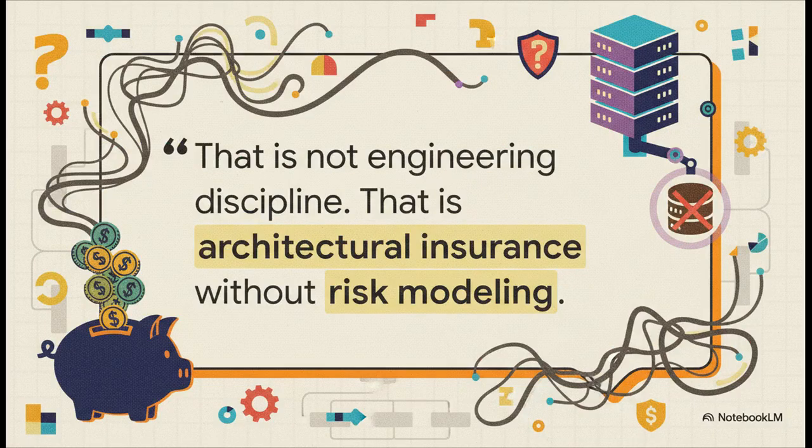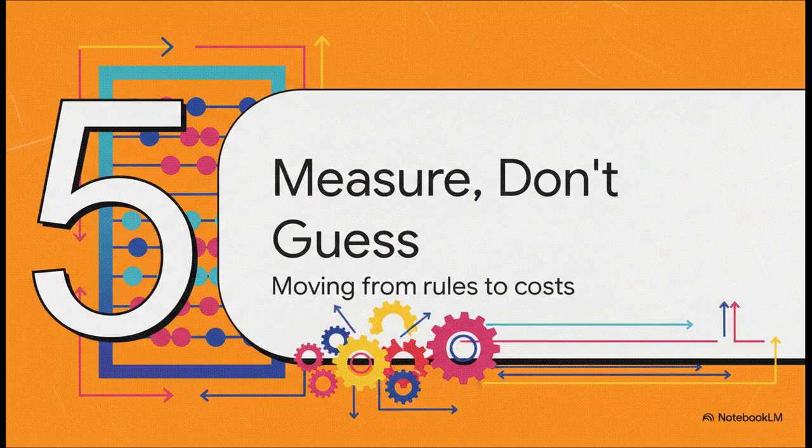Oh, I absolutely love this quote. Piling on abstractions for some problem you might have one day in the distant future, that's not engineering discipline. It's architectural insurance without risk modeling. It's like buying the most expensive flood insurance policy when you live on a mountain. You're paying this constant daily tax in complexity for a benefit you will probably never, ever need. So, the solution isn't to throw all rules out the window. It's to shift our thinking. We need to move away from blindly following a set of rules and start actively measuring the cost of our decisions. It's time to measure, not just speculate.